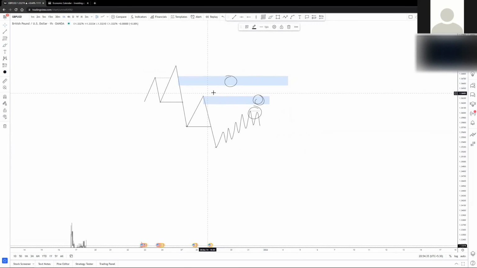Now it gets a little tricky, because now what's going to happen? We don't know. Both of them are high probable, because see, liquidity right below this.